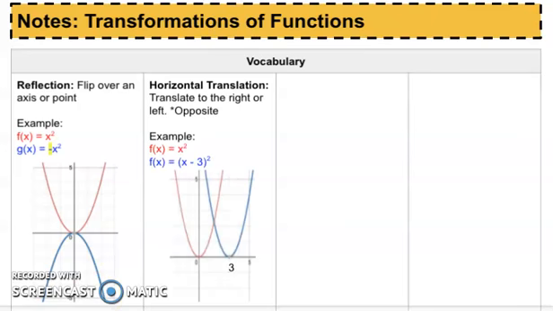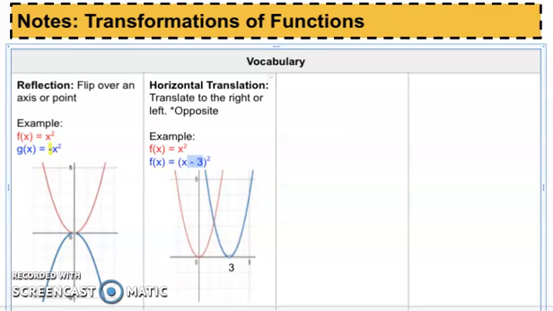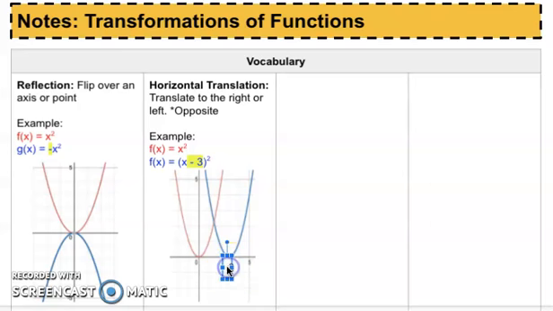So the next type of function that we'll review is when we do a horizontal translation of a function. This is when we translate the function to the right or the left. Remember that when you do this, it should be inside parentheses with the x, and whichever way you move, you're going to do the opposite with the x. So for example, here I said take away 3, and here I have positive 3.